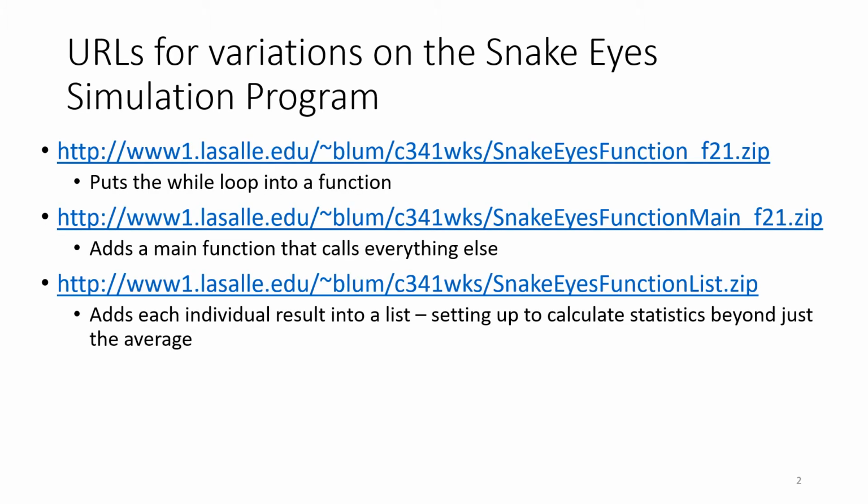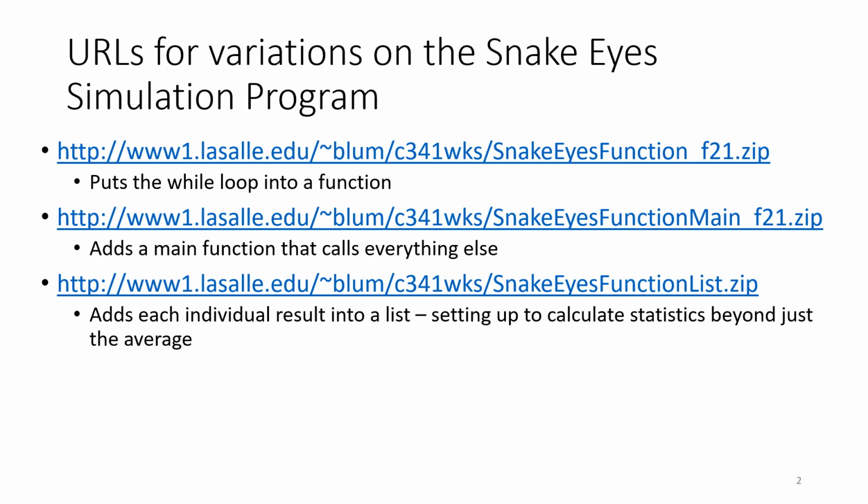We're going to consider 3 variations on our snake eyes simulation program. The URLs can be seen here. The first is going to take the while loop of the simulation. So we were rolling 2 dice, and while it was not a snake eyes, we stayed in the loop and continued to count the number of rolls. That is going to be separated out into a function that can then be called.